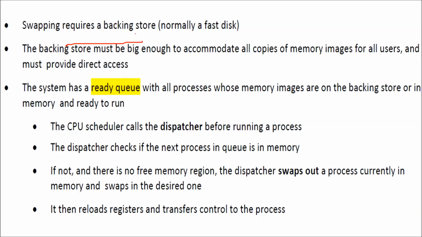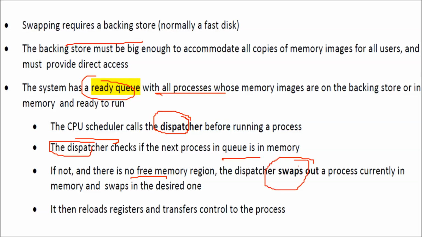And the system actually has a ready queue where all the processes are that are ready to be run. So the CPU scheduler now calls the dispatcher before running a process. Now what does the dispatcher do? It will check if the next process in the queue is in memory. If it is not, and there is no free memory region, the dispatcher will eventually swap out a current process which is simply idle and swap in the desired one.